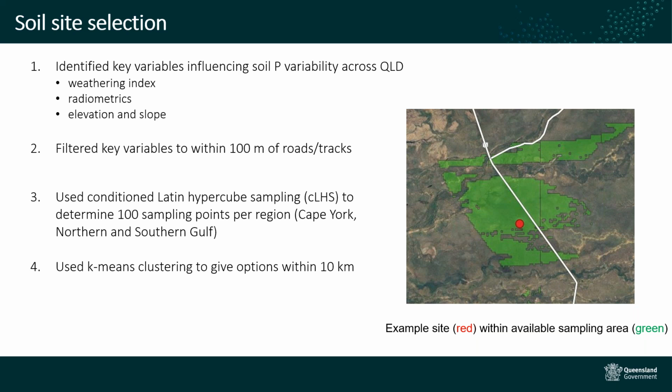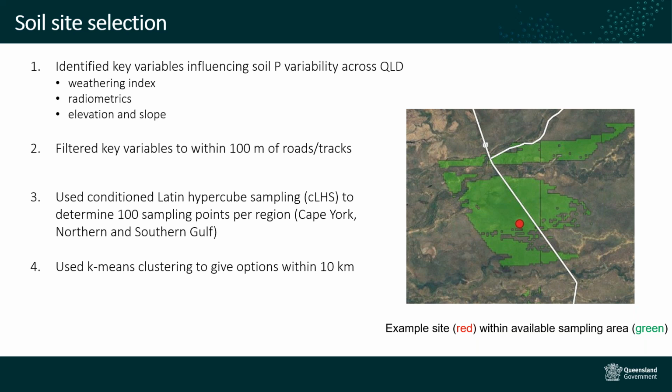So we looked at what were the key variables that were influencing soil phosphorus variability across Queensland by building a preliminary statistical model. And what that model was showing is that factors relating to weathering, radiometrics, which can show variability in geology and soil, as well as some elevation and slope information, were the predominant factors influencing this variability in our model. So we then looked at filtering these data sets to within 100 meters of Queensland's road and track network. So these sites were relatively easy to access.